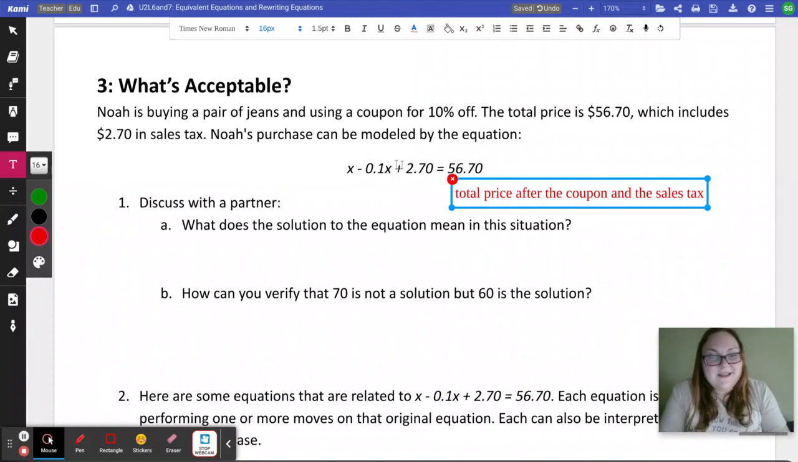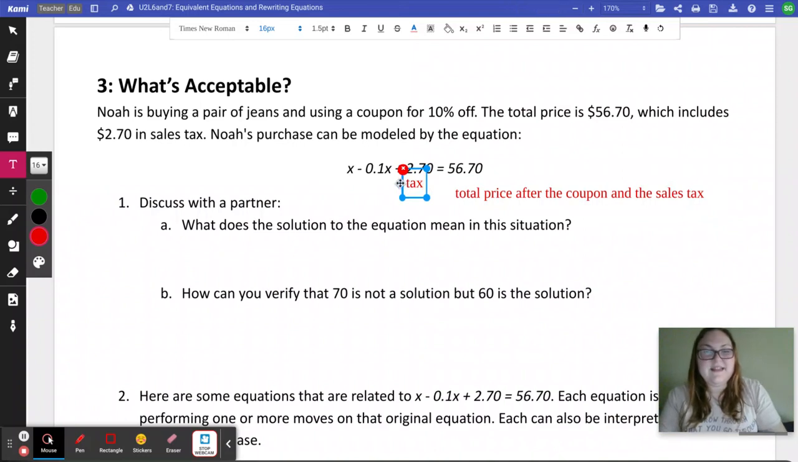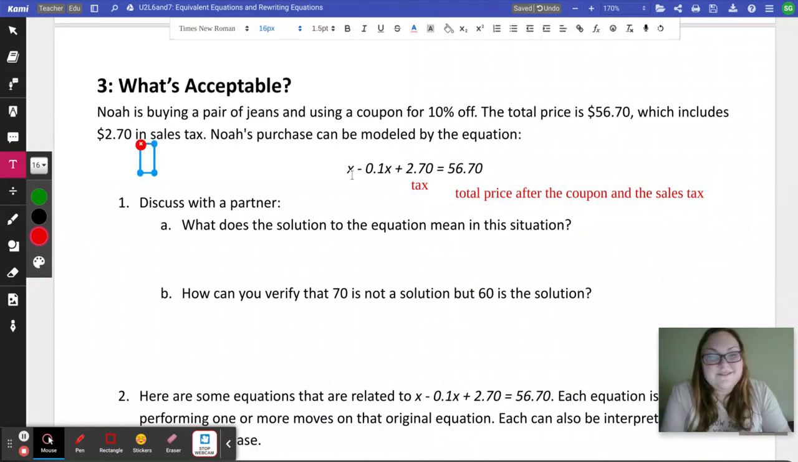Well, that final price is coming from 3 different things. That 270, they told us right here, that's our tax. So the 270 that we're adding in, that's that sales tax being added in. Now we've got these first 2 parts here, which is where our variable is. In order for us to make sense of this equation, we have to know what that variable x represents.